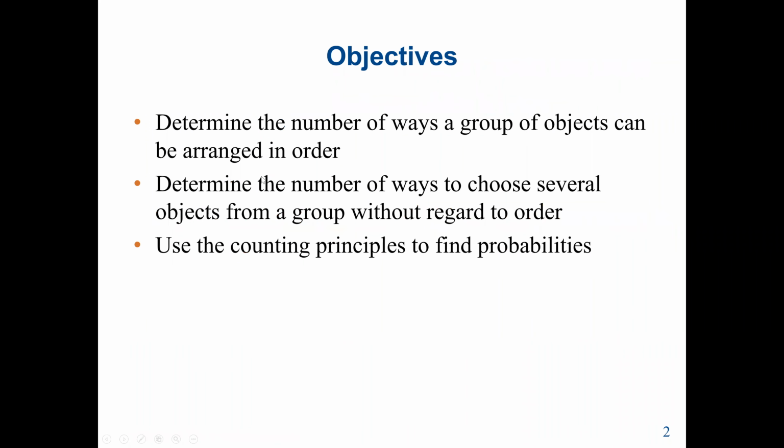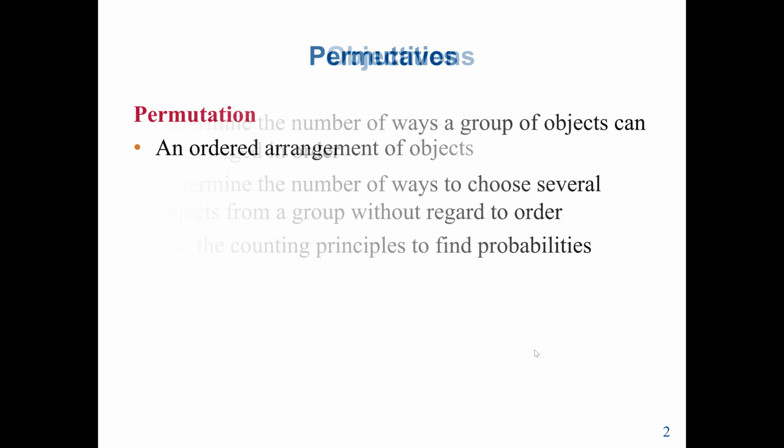Our main objective is to determine the number of ways a group of objects can be arranged in order, and that is permutation. Determining the number of ways to choose several objects from a group without regard to order is combination. So with permutation, the order of items is important. With combination, the order is not important. Also, we're going to learn how to use the counting principles to find probabilities.